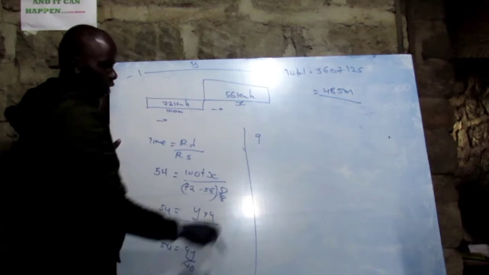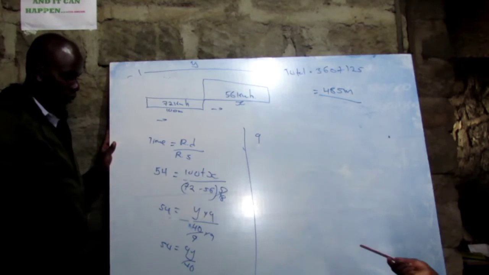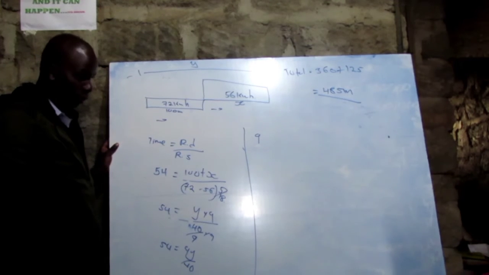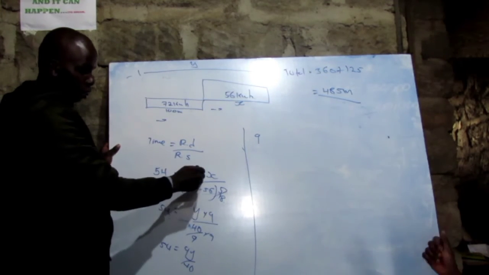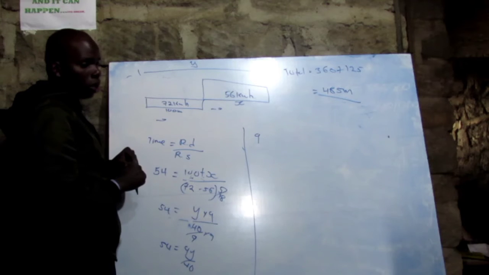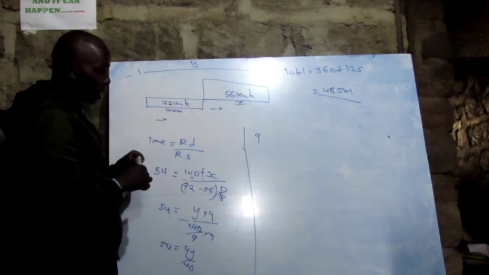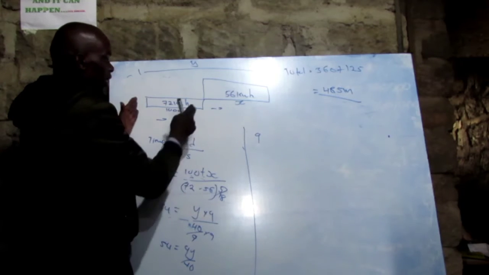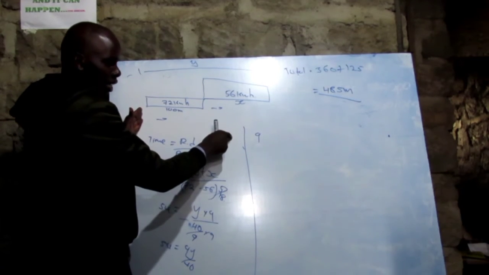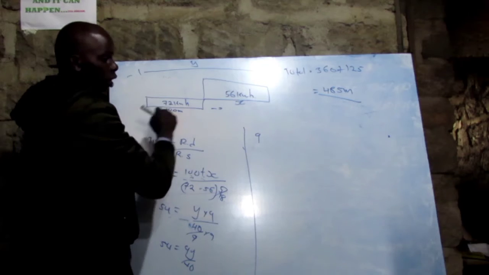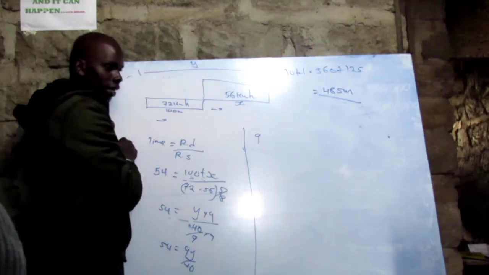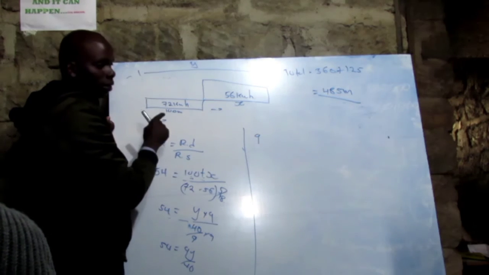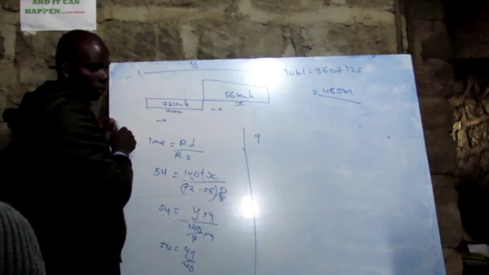Here we have found the relative distance. The relative distance is the distance between two bodies. But in this case, if we talk about the trains like this, the relative distance is just the total length of the individual trains.